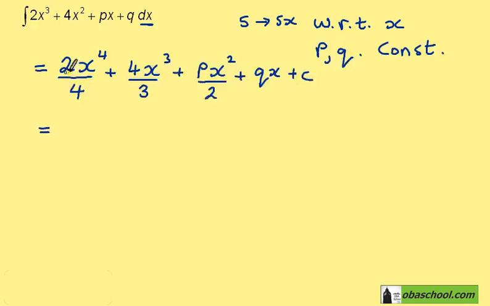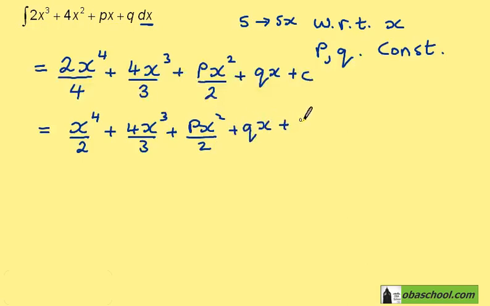The first term tidies to x to the 4 over 2, but the rest of the terms will remain the same right the way through. So the important lesson here is that letters other than the integration variable are treated as constants.